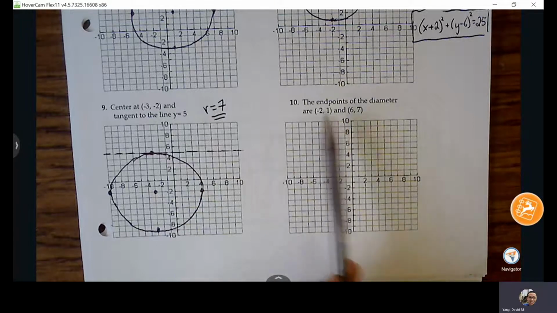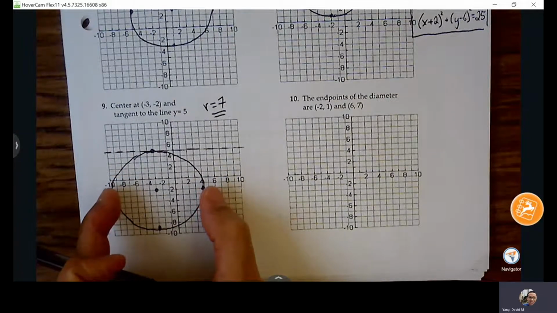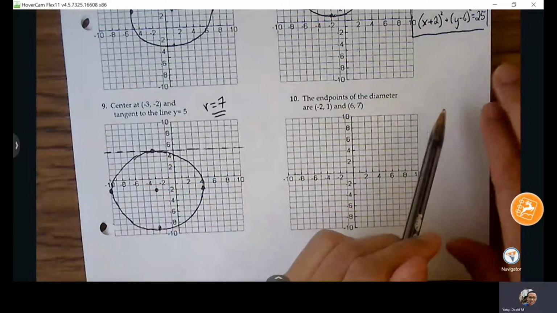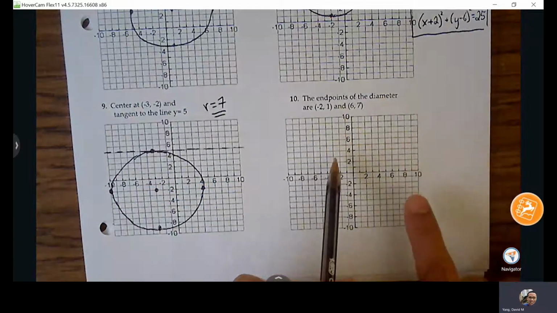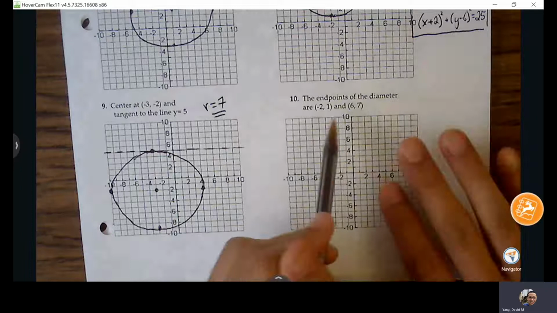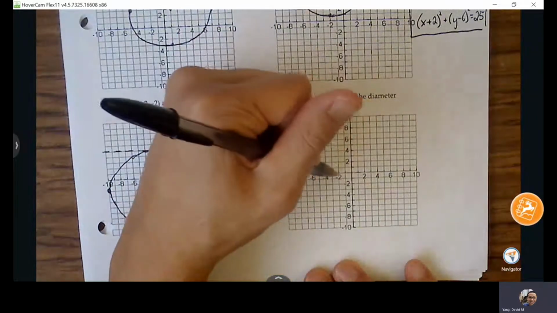Okay. Endpoints of the diameter are -2, 1, and 6, 7. If we have 2 endpoints that go through the center, we can just do the midpoint formula. Let's practice going through midpoint formula. Let's see, -2, 1. Yeah, let's go through the midpoint formula to get to that, even though we can plot those points.